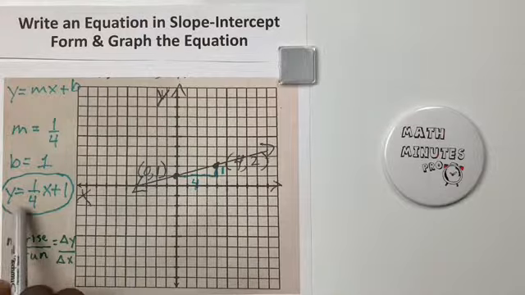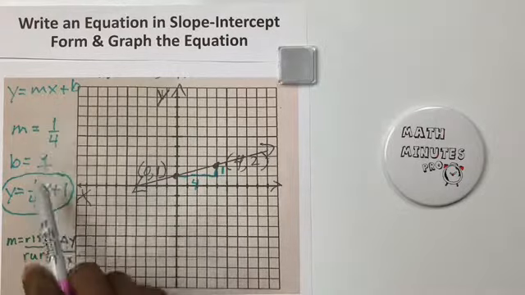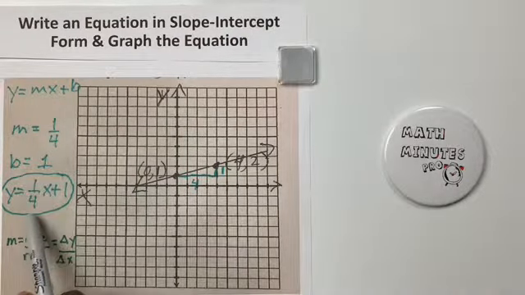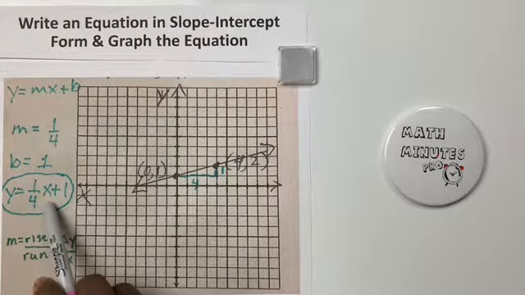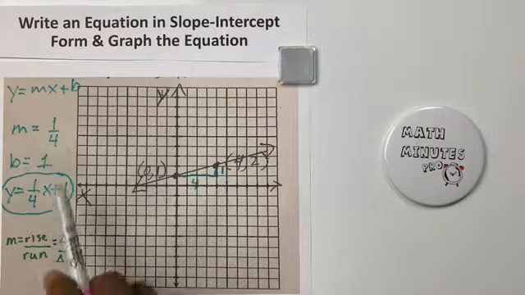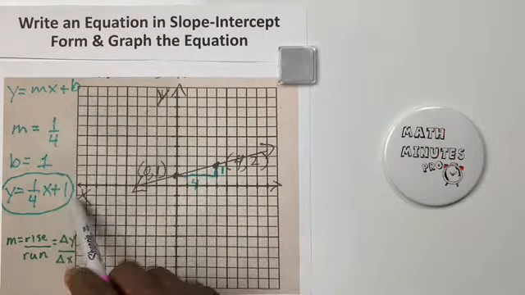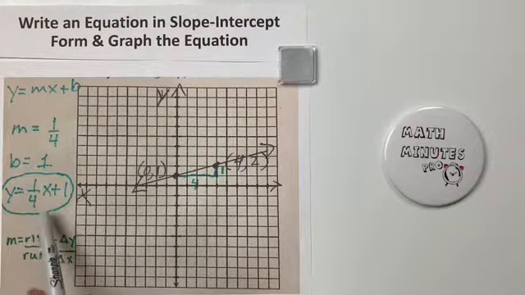We write y equals, just following this general equation, and the slope is m, which is 1/4, so we write 1/4, substituting 1/4 for m. Don't forget times x plus, and then the y-intercept is b. We substitute 1 for b. Y equals 1/4 times x plus 1. So we've written the equation in slope-intercept form.